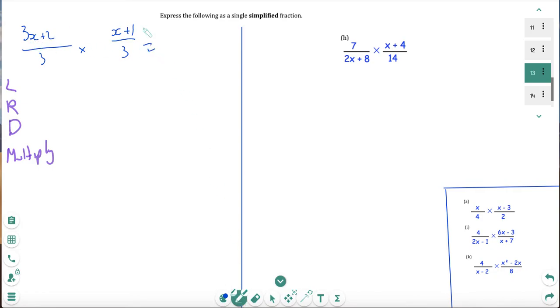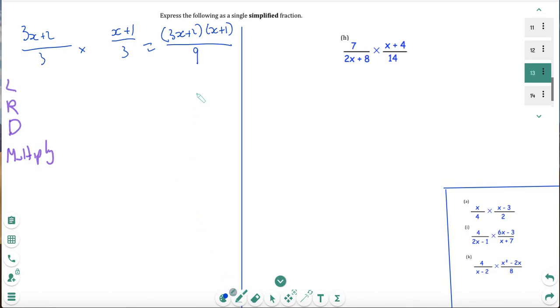So 3x plus 2 times x plus 1, we can just write it like this. And the bottom, 3 times 3 is 9. And that'll be our final answer. It's a single fraction. Let's look at this example over here. So let's start with our left. So we have 2 fractions. We're multiplying them. Let's simplify before we multiply.